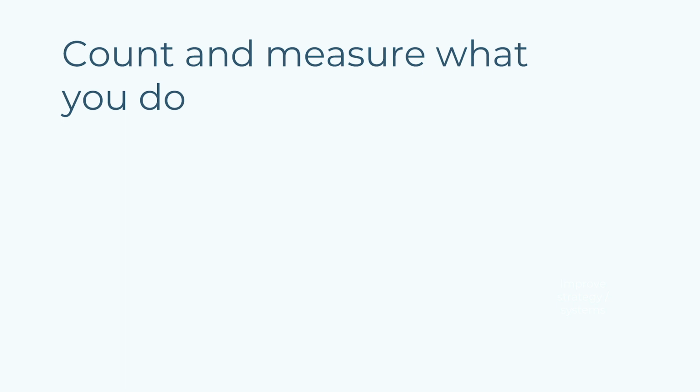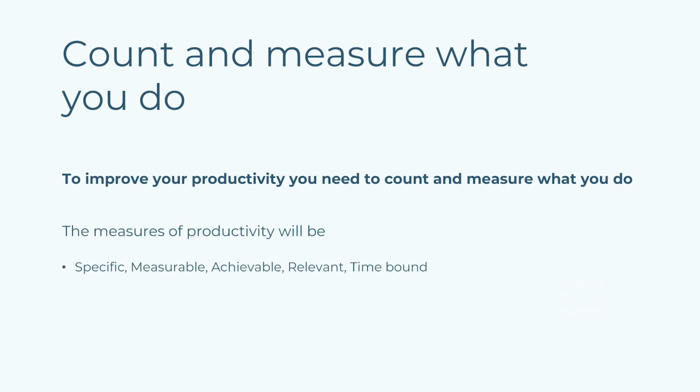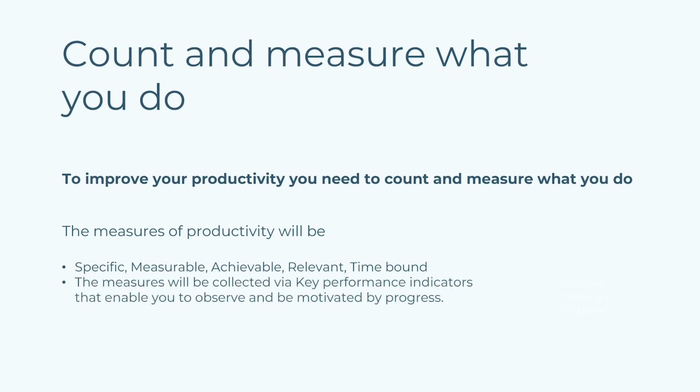Just to illustrate the point a little bit further, this is about improving productivity. The measures of productivity need to be specific, measurable, achievable, relevant, and time-bound. In other words, SMART objective measures. The measures will be collected via key performance indicators that enable you to observe and be motivated by the progress that you see. We can use qualitative and quantitative measures as motivators, but when it comes to performance, the qualitative ones need to be something that can be objectified in some way to make them easier to see if they're consistently performed. And the quantitative ones need to be binary, and I'll talk a little bit more about that in a moment.